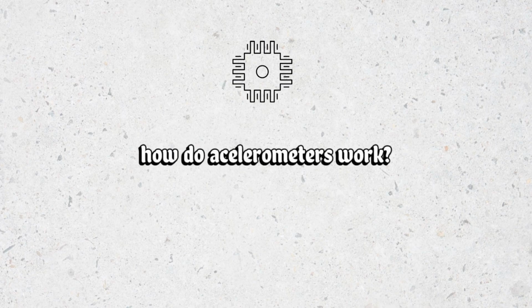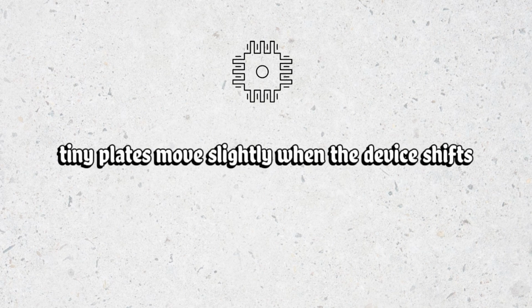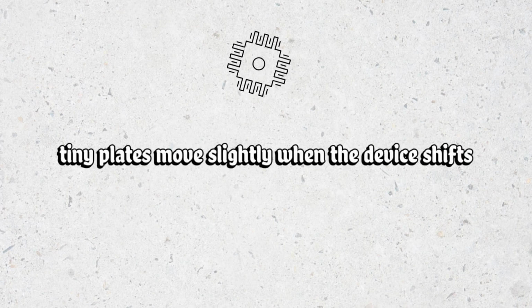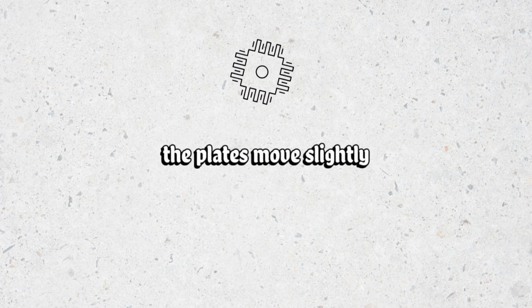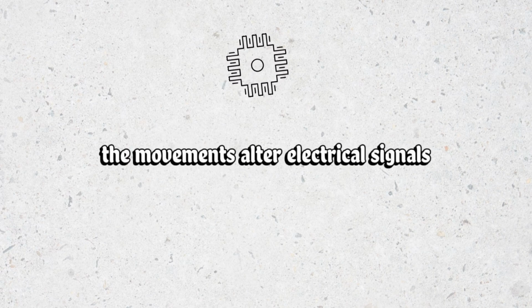So before we get into the exciting part, how do accelerometers work? Inside an accelerometer in your phone, there are tiny capacitive plates that move slightly when the device shifts. Those movements alter electrical signals, and they're converted into acceleration values. Those are the acceleration values you'll get to see in the code, and the values are on the X, the Y, and the Z axis. Great. Let's proceed to the tutorial.